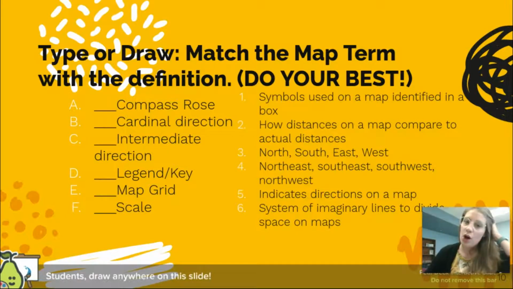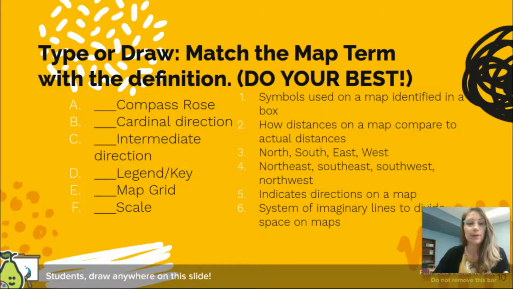So these are our terms that will show up on your test, so it's super important that you know what each of them means. I'm going to go through these, but before I go through them, I want you to pause and attempt to go through them on your own, just to see where you are and to see if you can get the right answers. So our compass rose indicates directions on our map.